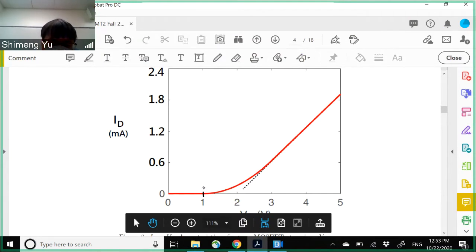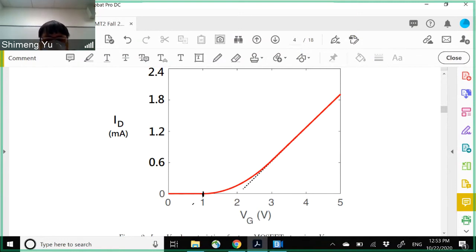So first of all, here, you see the current below this is almost 0. So you know this is the threshold voltage, Vt. Therefore, this part will be the cutoff. And then we see a second turning point here. After that, this is like a linear region. So you think about the transistor.